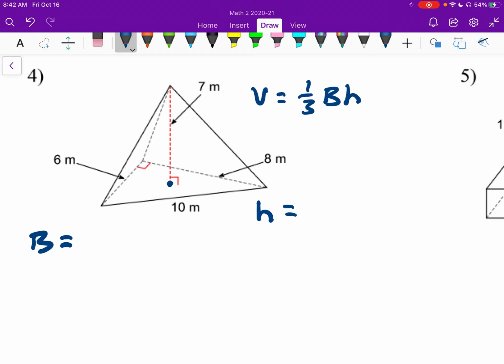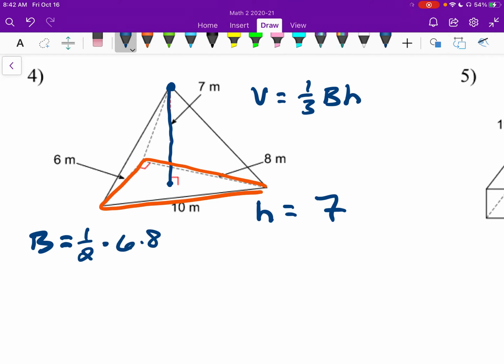Height, you go from the base all the way up to the point, right? So we're going to have 7. Big base, we're talking about the triangle here on the bottom. Here's our triangle. Here's our right angle. So I'm going to have 1/2 base times height, 6 times 8.